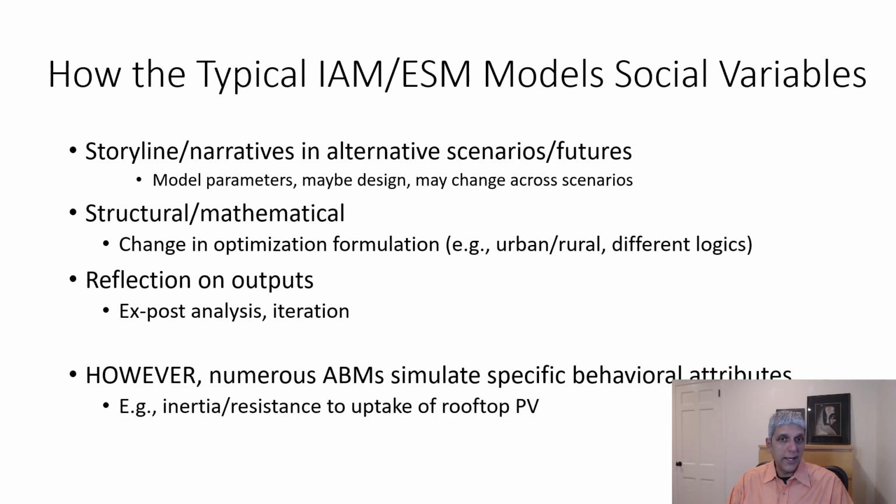Now, I've talked about IAMs and ESMs most of the time. That's because the ABMs, the agent-based models, they always are trying to simulate specific behavioral attributes. And there are many examples that even model variables that we are interested in, such as inertia or resistance to take up a policy. So our goal in this project is to find out what's the closest ABM we can find that has attributes that we want to model, so that we can think about incremental improvements to it in our 2-year signature project.